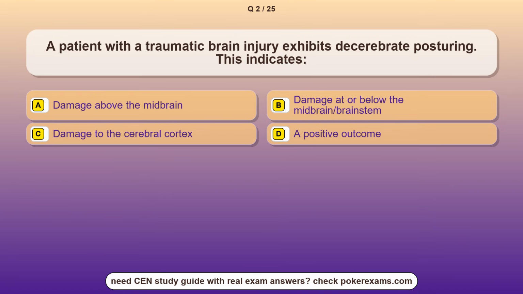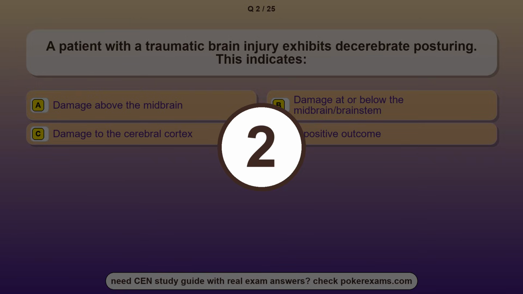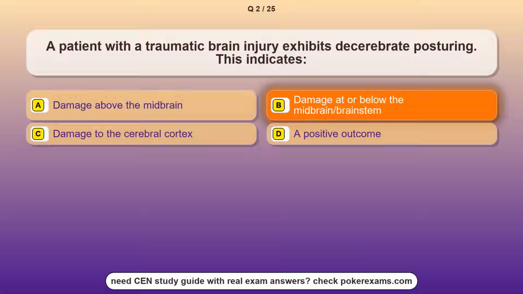Question 2. A patient with a traumatic brain injury exhibits decerebrate posturing. This indicates: Option A. Damage above the midbrain. Option B. Damage at or below the midbrain/brainstem. Option C. Damage to the cerebral cortex. Option D. A positive outcome. The correct answer is option B. Damage at or below the midbrain/brainstem.